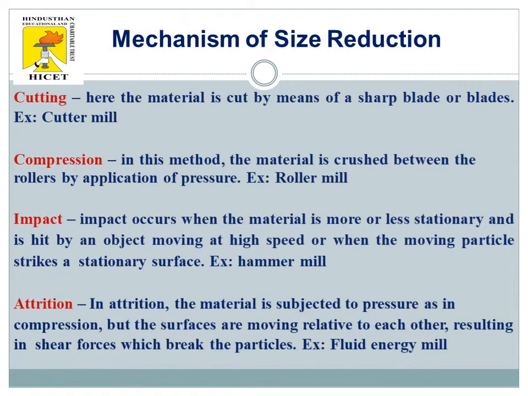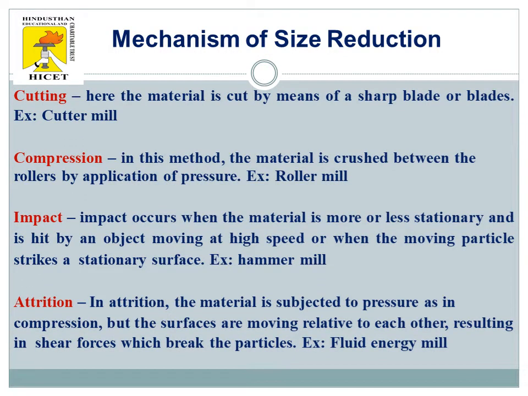What is the mechanism of size reduction? There are four main mechanisms which are used for the size reduction of solid particles. The first principle is cutting. Here the material is cut by means of sharp blades. Example, cutter mill. This principle is mainly applicable for the cutting of rubber materials and plastic materials.